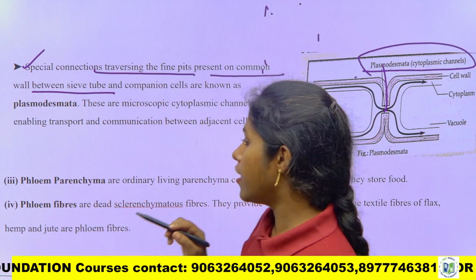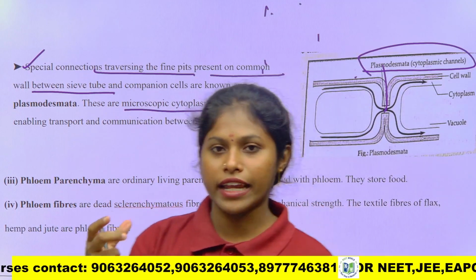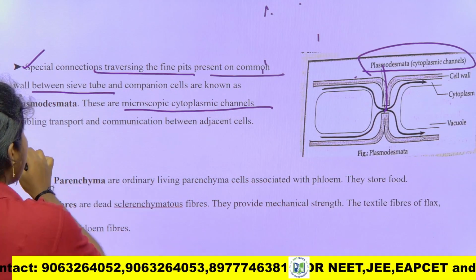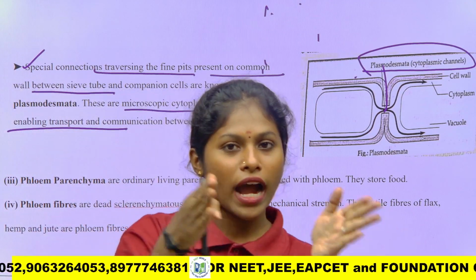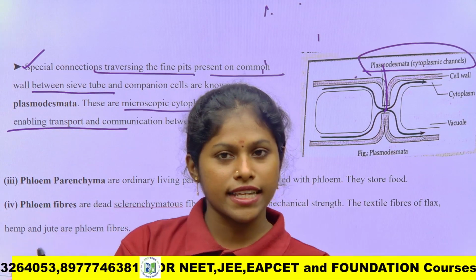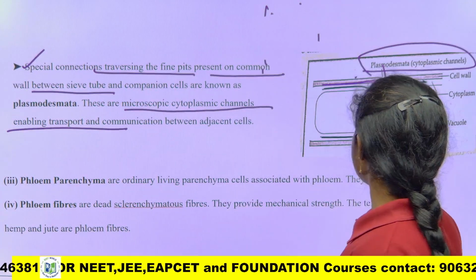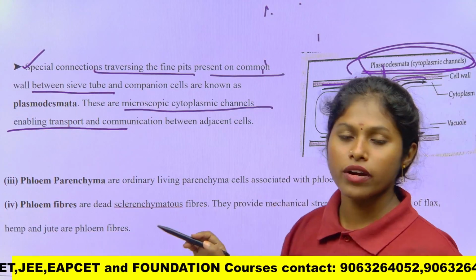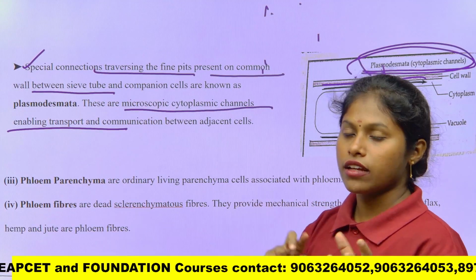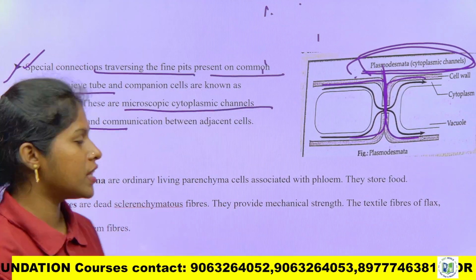Cytoplasmic channels, right? They are microscopic, we can't see them with the naked eye. They are microscopic channels enabling transport and communication from one cell to an adjacent cell. The region in between, we call plasmodesmata. So the transfer of food is the communication between one cell and another cell.